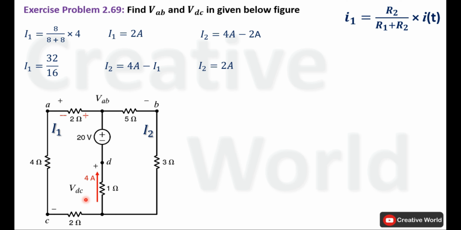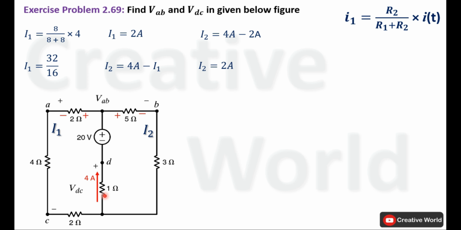According to passive sign convention theory, current entering terminals are taken with positive sign and current leaving terminals are taken with negative sign. In this branch, the current direction is counterclockwise, so the current entering terminal is taken with positive sign and the current leaving terminal is taken with negative sign. Similar case with this branch: the current entering terminal is positive and the current leaving terminal is negative. We will calculate voltage across only those resistances that are engaged in the value of VAB and VDC. Voltage of these two resistances will not be calculated.